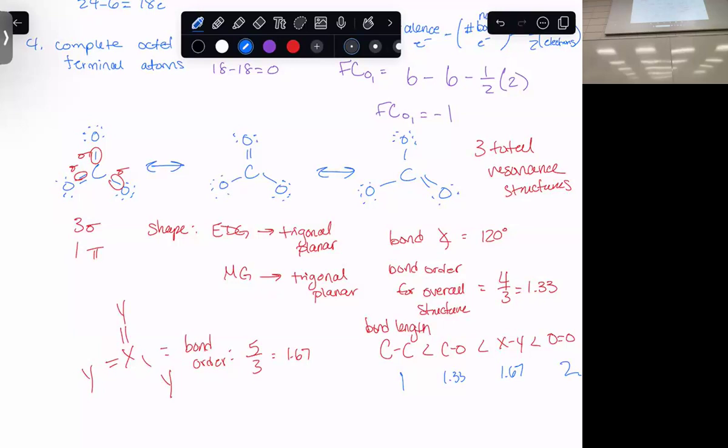Bond length also depends on the size of the atoms. Why isn't a double bond bigger? So oxygen is actually smaller than your carbon. So it will be smaller, and then they will get closer because it's a double bond.